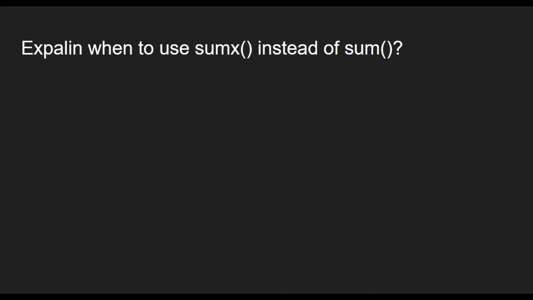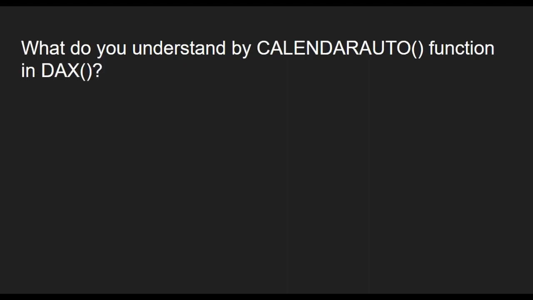So next question. What do you understand by calendar auto function in DAX? Calendar auto function returns a table with a single column named date that contains a contiguous set of days. The range of dates is calculated automatically based on data in the model. So this is about calendar auto function.